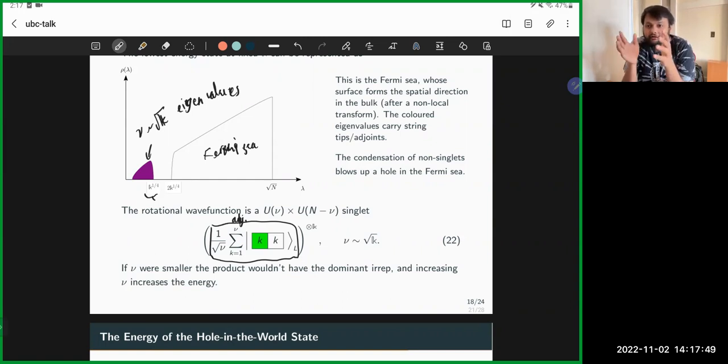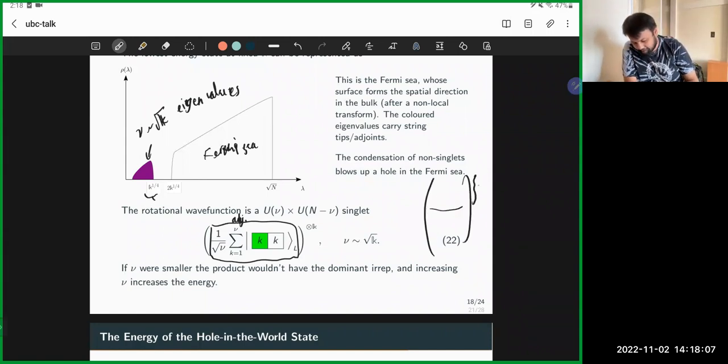But this is not a full trace, a trace over some part of the Hilbert space, but some part of the fundamental space from 1 to nu. So it's a U nu singlet, but not a UN singlet. It's also a UN minus nu singlet because it's something that only has stuff at nu and it's just 0 over n minus nu.